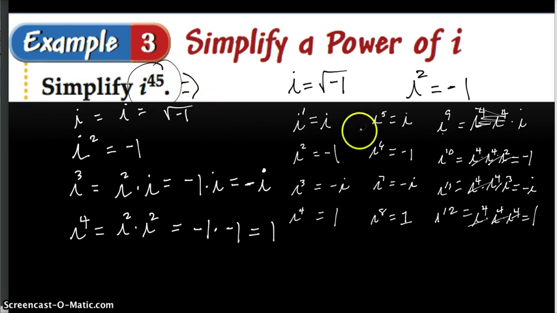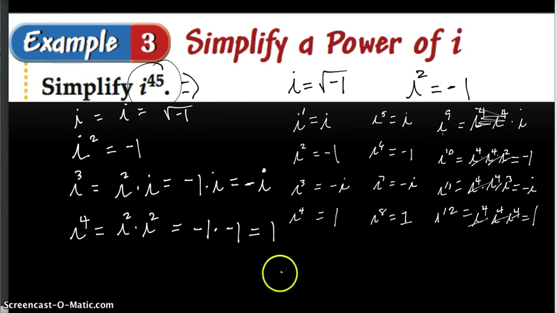But what I want you to do is think about, when does this pattern turn? When do we get the rotation? And we get that rotation every fourth. 1, 2, 3, 4, back to i. 1, 2, 3, 4, back to i. 1, 2, 3, 4, back to i. And that will continue, just given the pattern that we see.